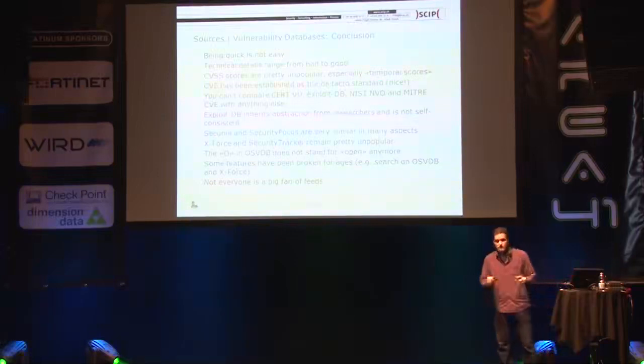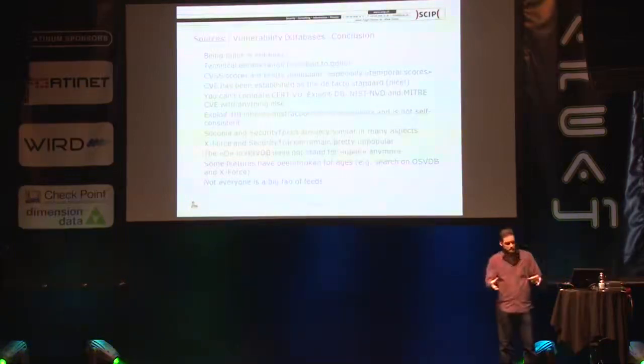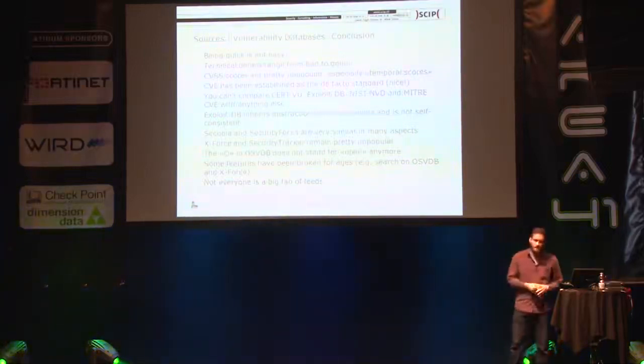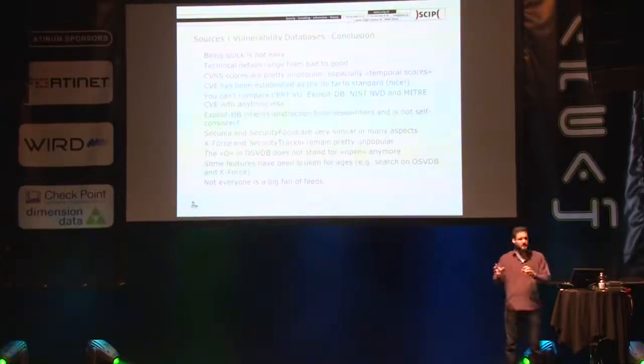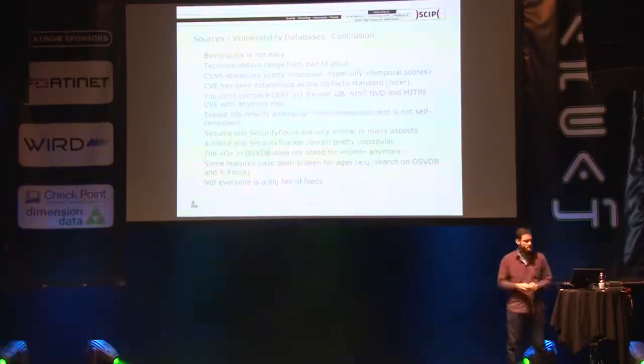Technical details range from bad to good. Some databases do not really provide information on what the context of the attack might look like, with the attack vectors and how you might exploit something, and some others do. If you just have a simple title and a small description of what the vulnerability might be, it's very hard to understand how to classify it in your own system. So that's the reason why you have to use different sources.